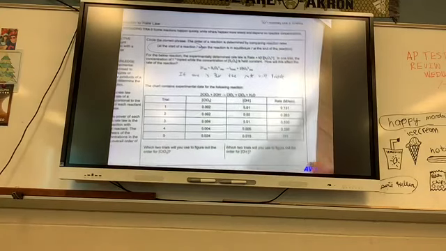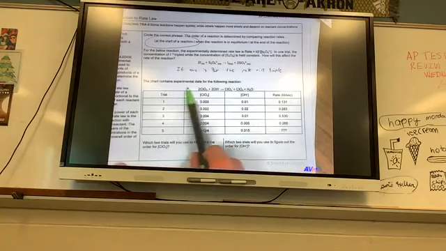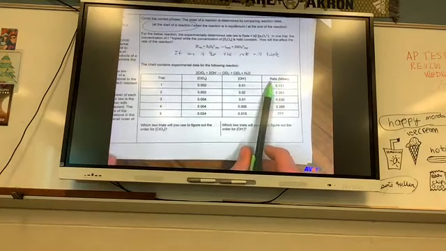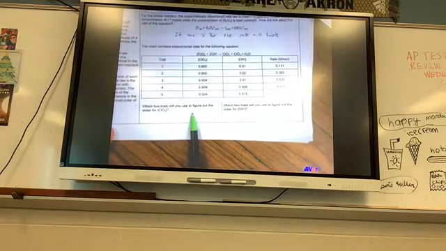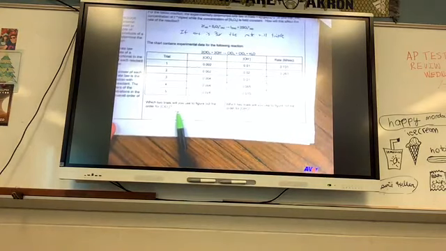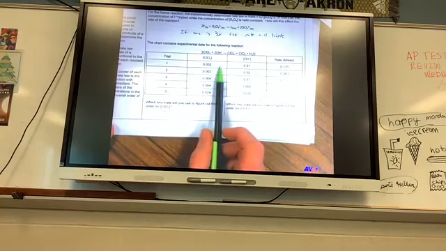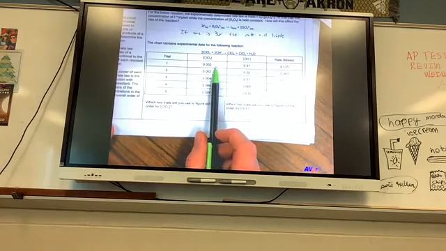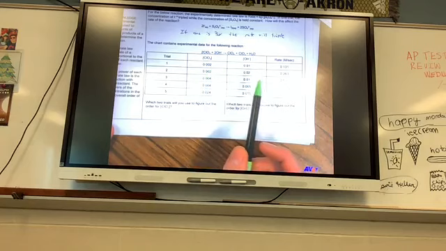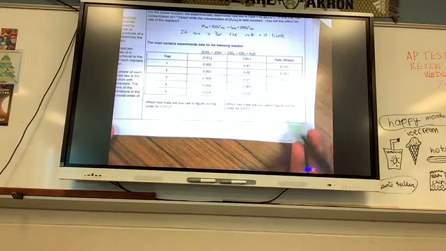Now, if it was second order, if one was tripled, the rate would go times 9. The chart contains experimental data for the following reaction. Which 2 trials will you use to figure out the order for ClO2? Well, for ClO2, I'm going to probably be looking at trials 1 and trials 3.